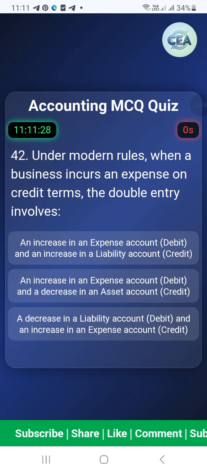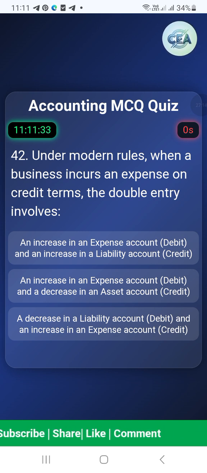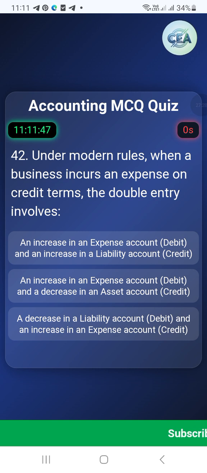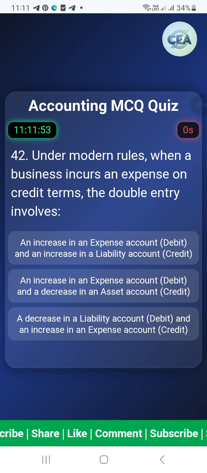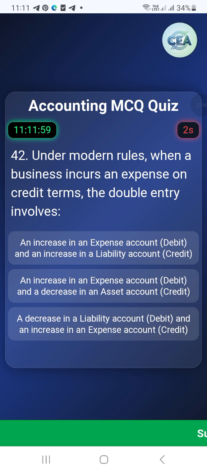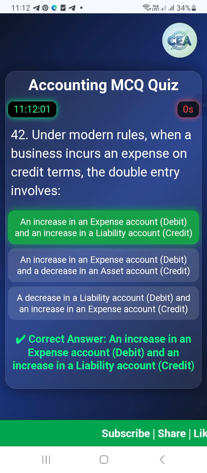42. Under modern rules, when a business incurs an expense on credit terms, the double entry involves Option 1. An increase in an expense account debit and an increase in a liability account credit. Option 2. An increase in an expense account debit and a decrease in an asset account credit. Option 3. A decrease in a liability account debit and an increase in an expense account credit. Correct answer is an increase in an expense account debit and an increase in a liability account credit.